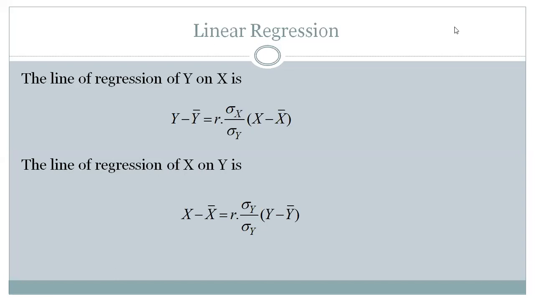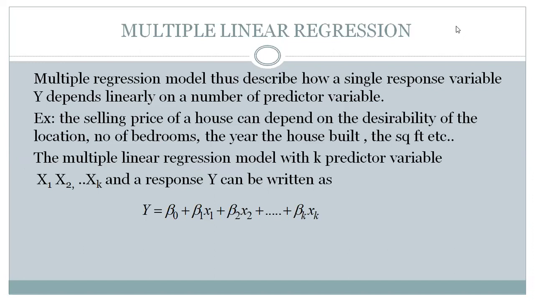Now the line of regression of x on y is x minus x bar equal to r into sigma x by sigma y into y minus y bar. Here is the same representation for the line of regression of x on y. That is, x depends on y. We use this formula for this regression equation.